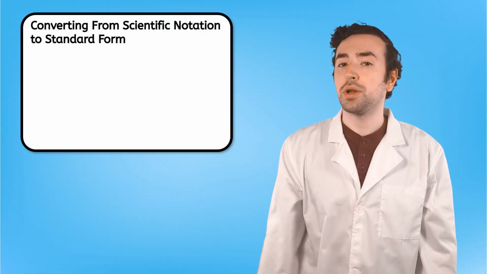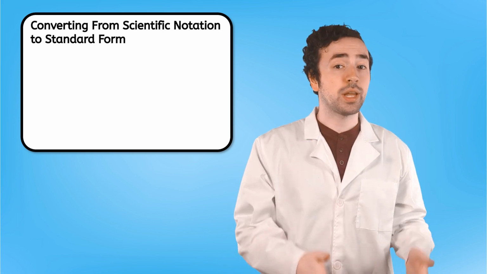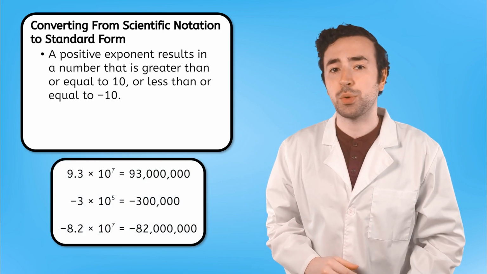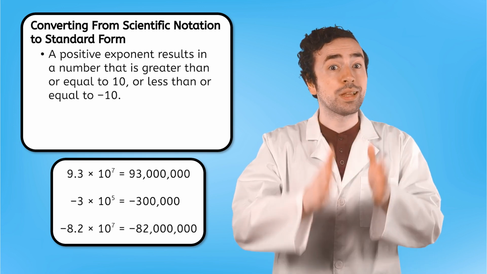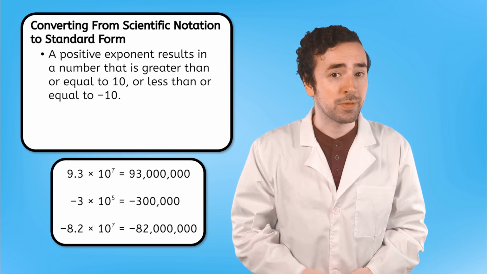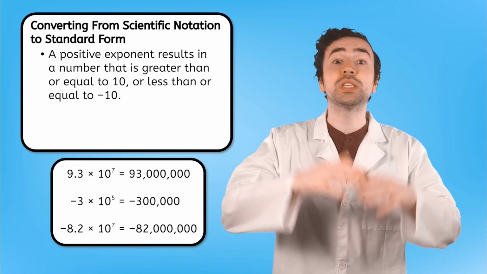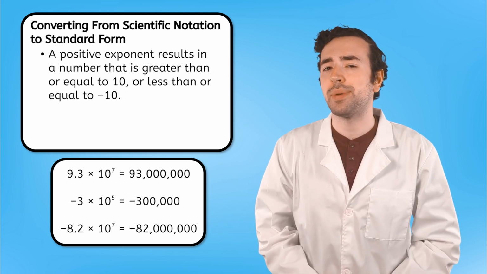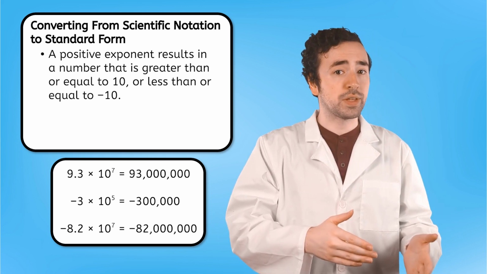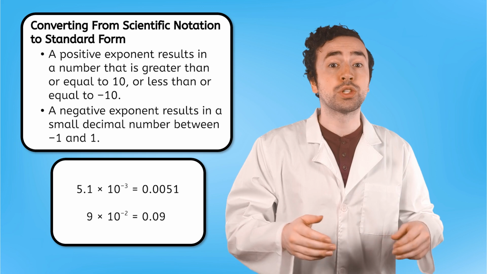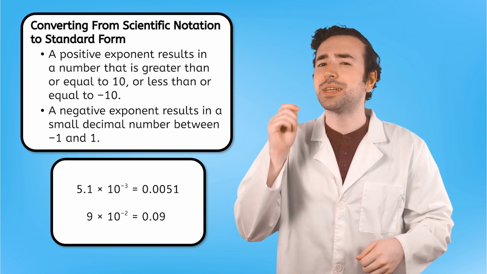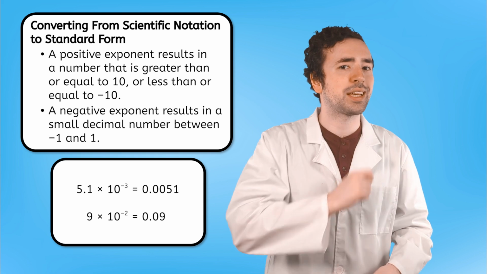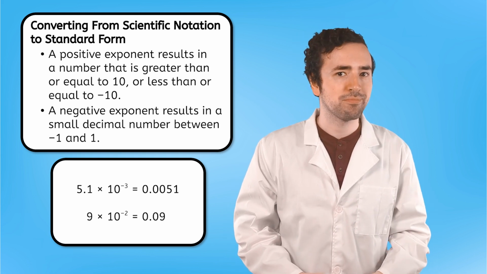So, when converting from scientific notation to standard form, a positive exponent results in a number that's greater than or equal to 10, or less than or equal to negative 10. That's because the place values increase as we multiply by powers of 10. Alternatively, a negative exponent results in a small decimal number between -1 and 1 because the place values decrease as we divide by powers of 10.